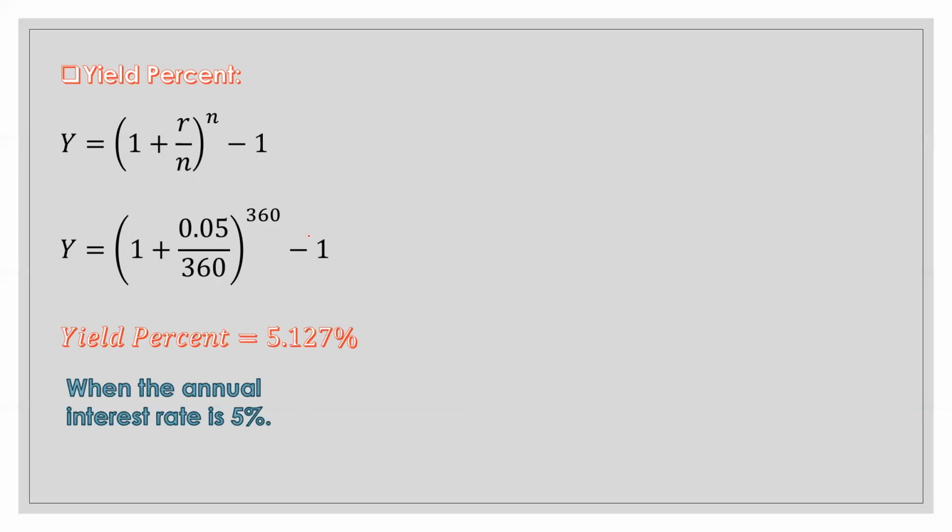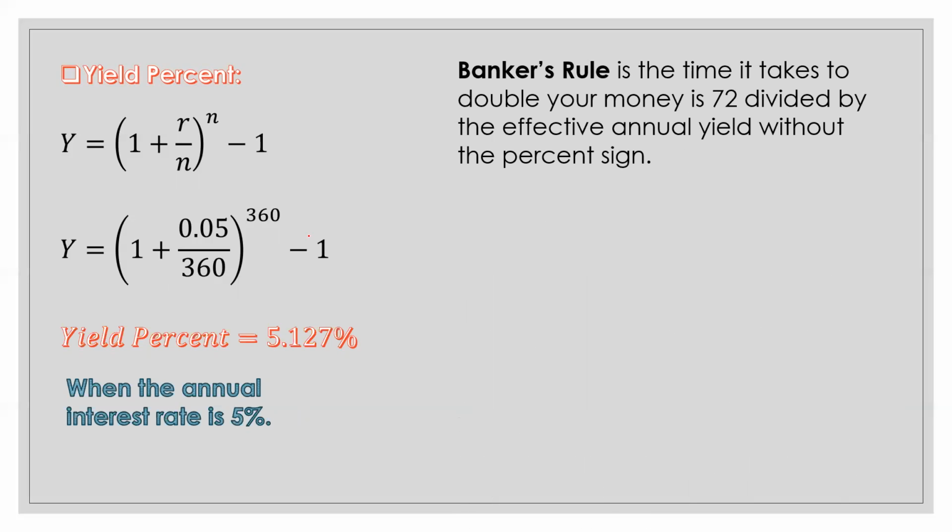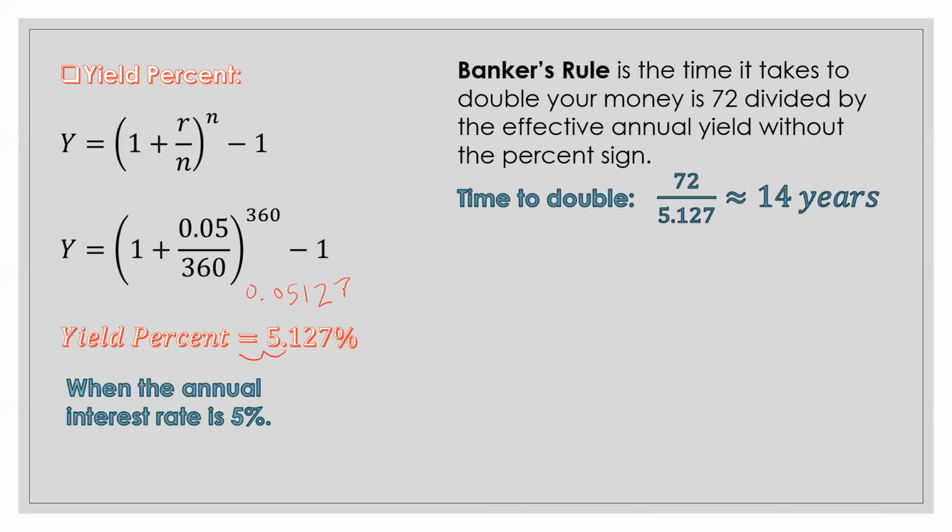Okay. Now, another banker's rule that is kind of fun and very easy to use in real life is the time that it takes for you to double your money when you put it into a savings account is to take 72 divided by the annual yield without the percent sign. So in this case, without the percent sign, it would be 0.05127, right?